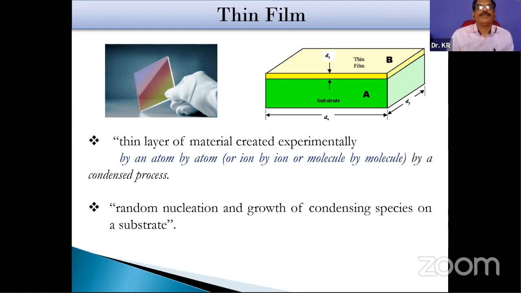Thin films are generally defined as a thin layer of solid material deposited on a solid support called substrate. In more technical terms, we can define it as a thin layer of material created experimentally atom by atom, or ion by ion, or molecule by molecule by a condensed process. Similarly, the thin film deposition process can be defined as random nucleation and growth of condensing species on a substrate.